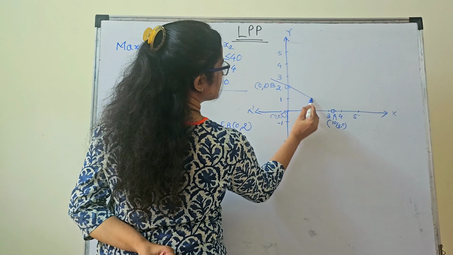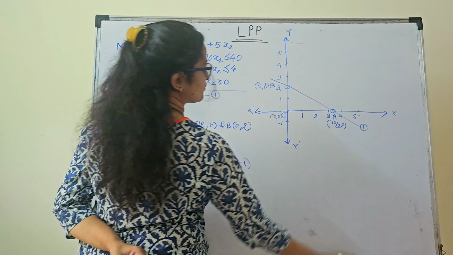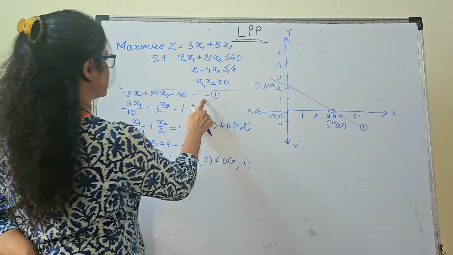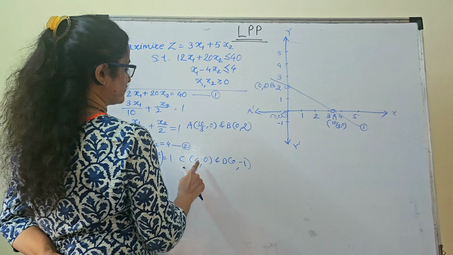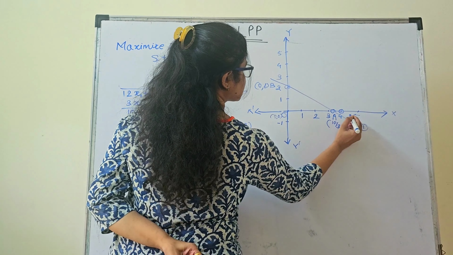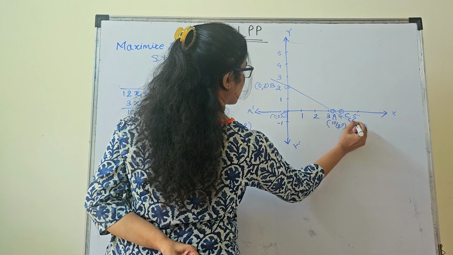Let's join these two points to form equation 1. This line, correct? Now, plot these points 4 and 0. 4 on the x-axis. This is point C, 4 and 0.